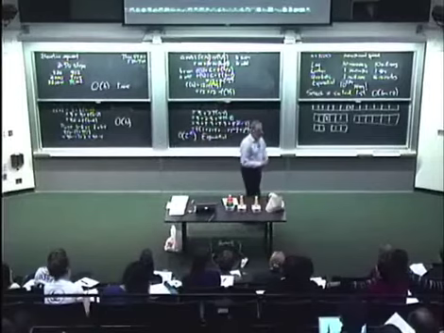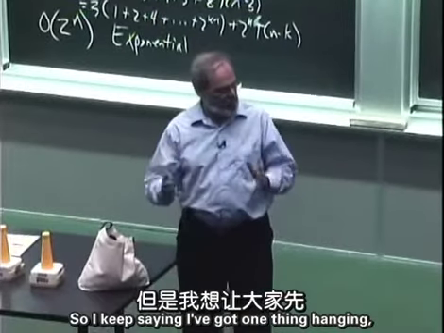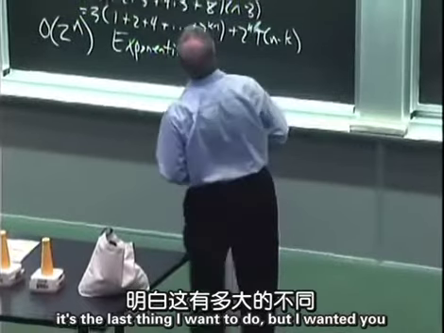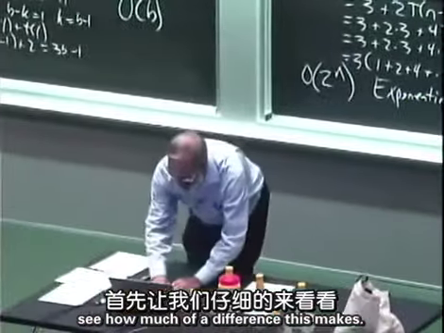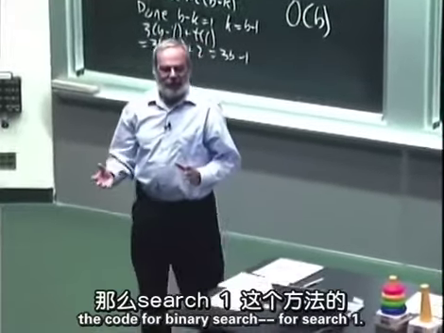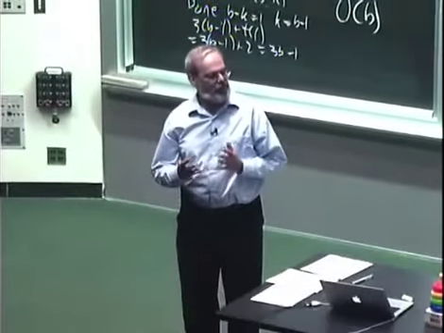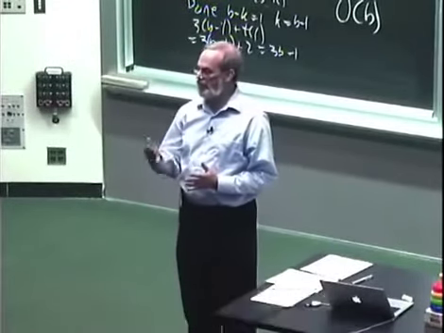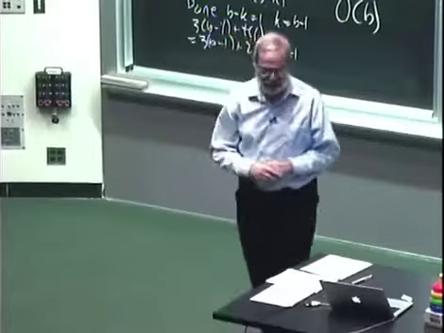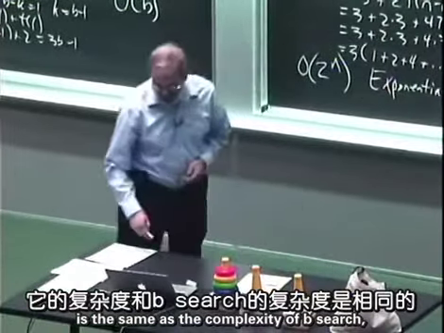Okay? So I keep saying I've got one thing hanging. It's the last thing I want to do. But I wanted you to see how much of a difference this makes. But let's look a little more carefully at the code for binary search, or for search 1. What's the complexity of search 1? Well, you might say it's constant, right? It's only got two things to do, except what it really says is that the complexity of search 1 is the same as the complexity of B search, because that's the call it's doing. So let's look at B search. All right, I've got the code for B search up there.